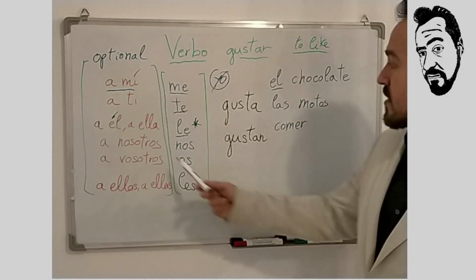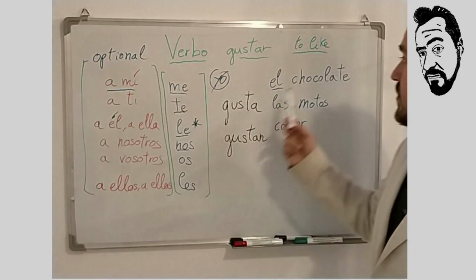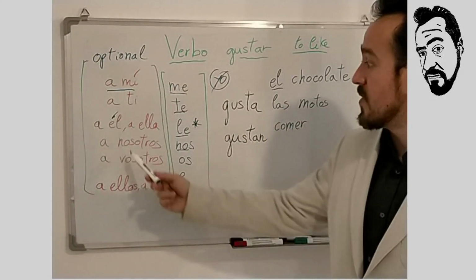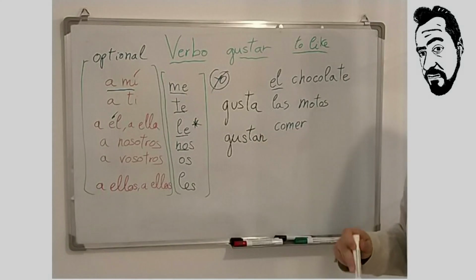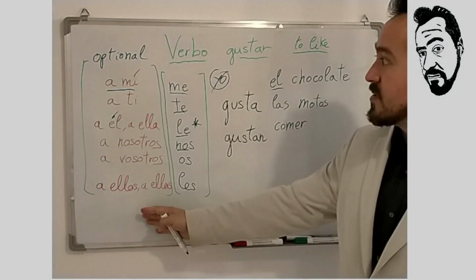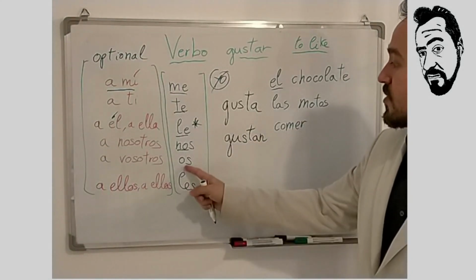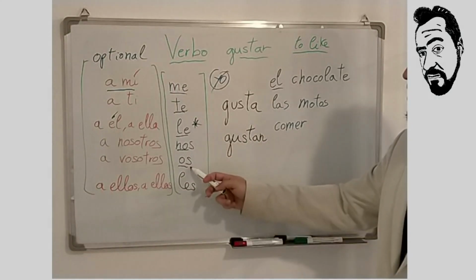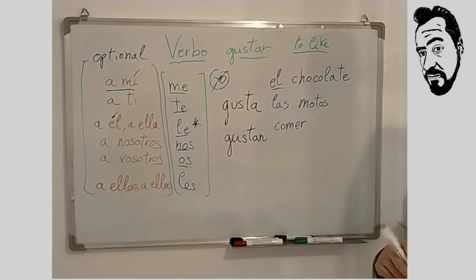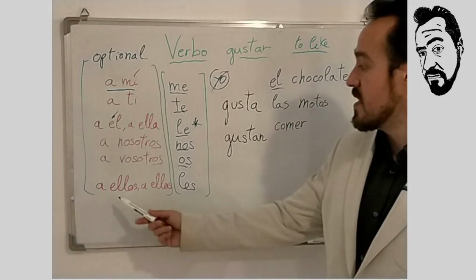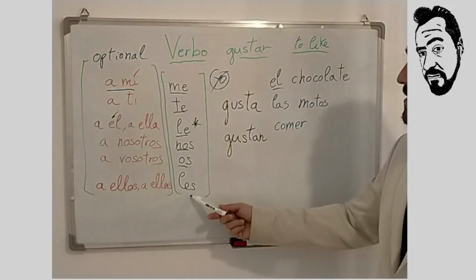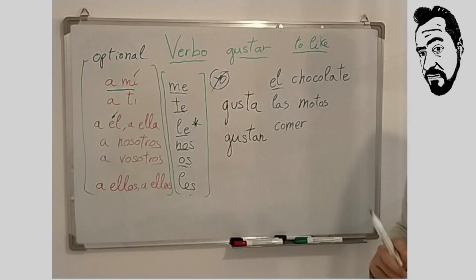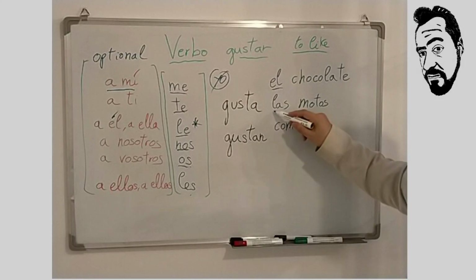We like chocolate. Nos gusta el chocolate. O a nosotros nos gusta el chocolate. Remember, this part here is optional. You guys like chocolate. Os gusta el chocolate. And finally, they like chocolate. Les gusta el chocolate.